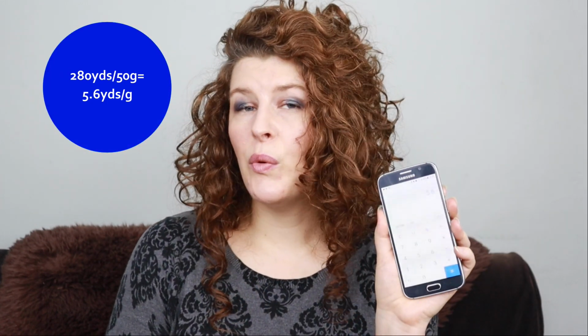Okay, so all we're going to do with the calculator is take 331 yards divided by 70 grams, and we have roughly 4.7 yards per gram. So that's for that one. And then the second one was 280 yards divided by 50 grams. So that's 5.6 yards per gram.